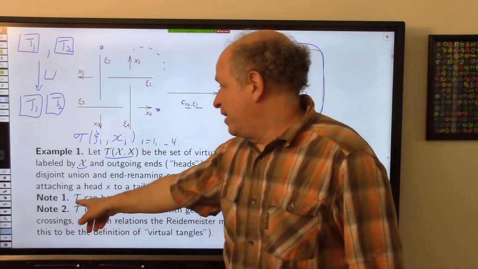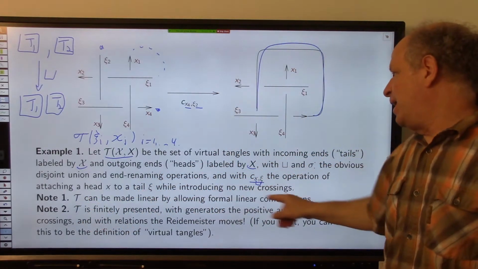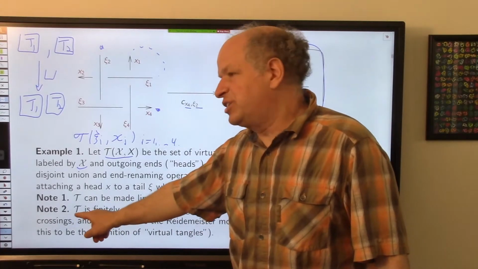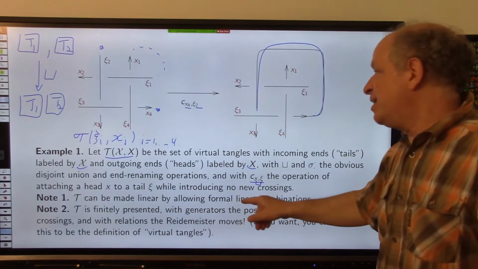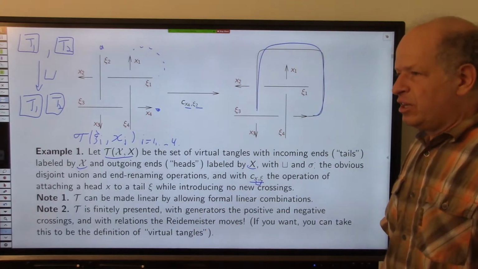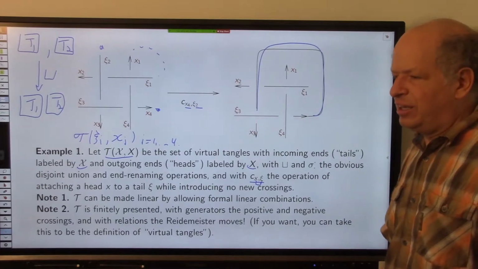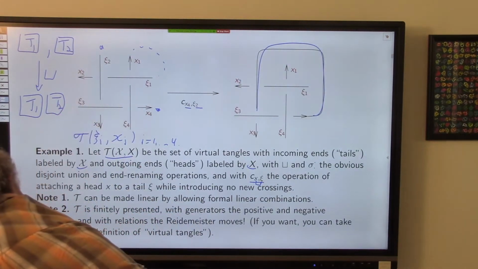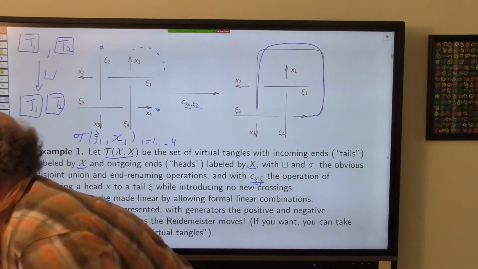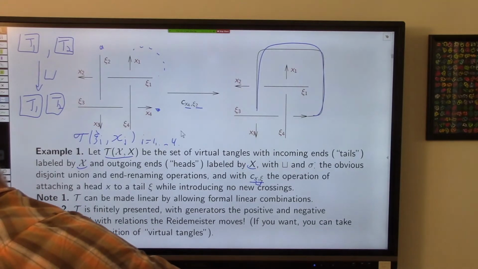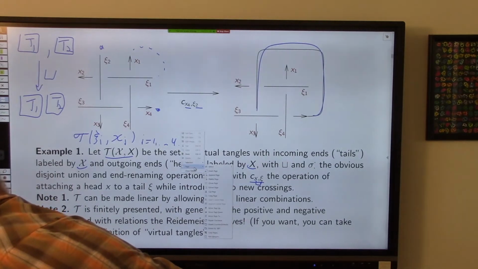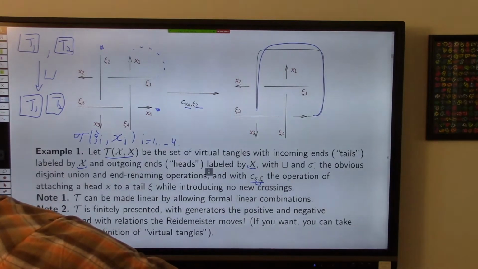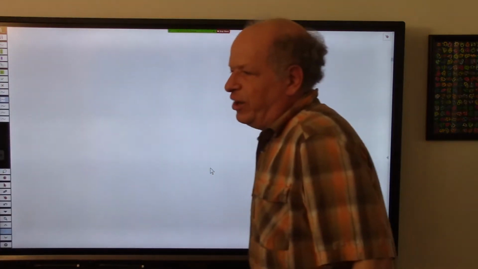Okay, tangles can be made linear by allowing formal linear combinations. And the second note is that tangles is finitely presented. So why is it finitely presented? Let me see if I can add a page, append page, I'm sorry, that will take a second. And good. So why is it finitely presented?